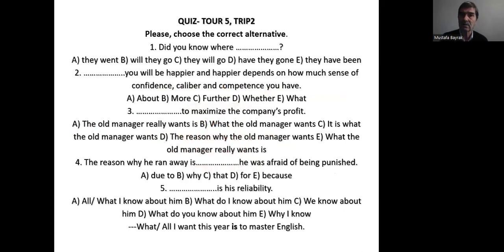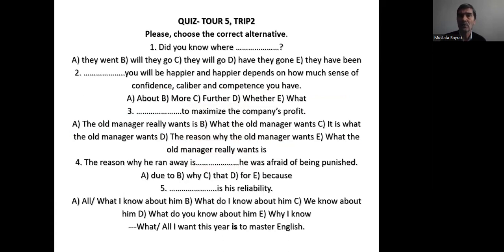Now quiz time. Please choose the correct alternative. How many alternatives are there? 1, 2, 3, 4. Yes, there are 4 alternatives, but only one of them is correct. The other 3 of them are wrong, incorrect.